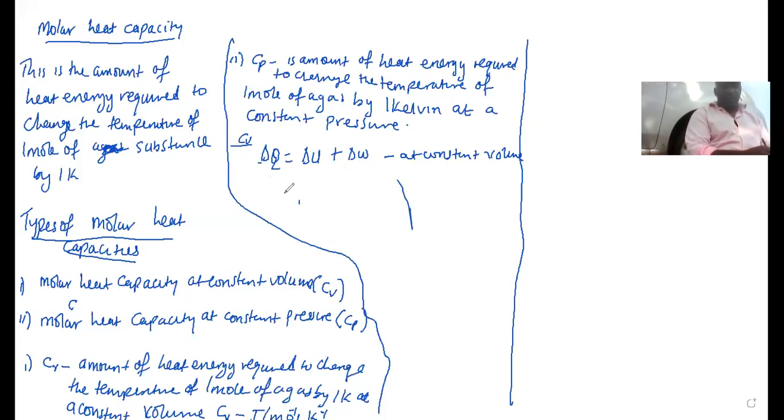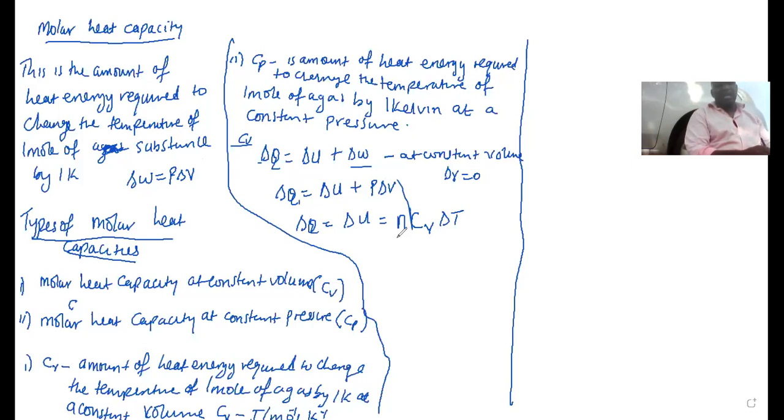So if the volume is not changing, then the change in heat which is supplied would give us internal energy plus, remember dW, we got it yesterday as change in work done, equal to P dV, which is pressure times change in volume. So this will be plus P times change in volume. But if the volume is constant, then the change in volume is zero. So the heat energy supplied purely does only internal work. And this work done internally can be got from n CV times the small change in temperature, whereby n is the number of moles.